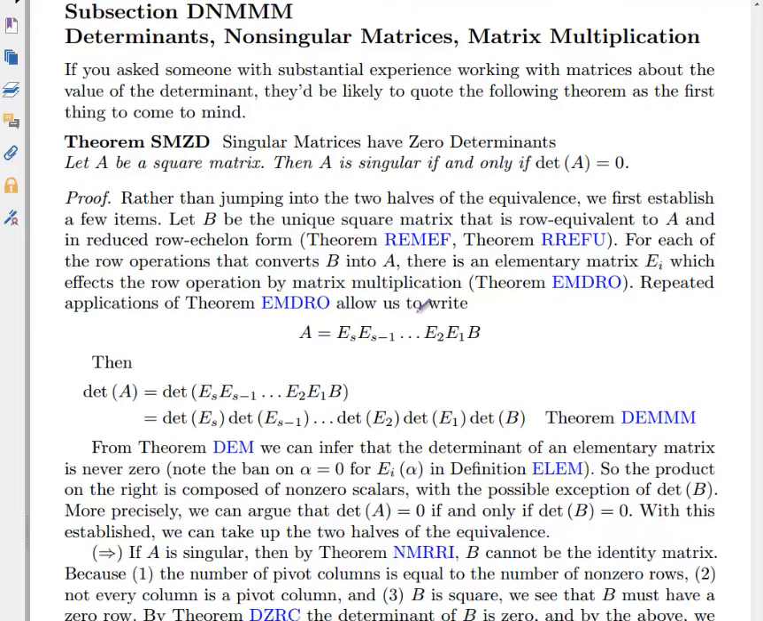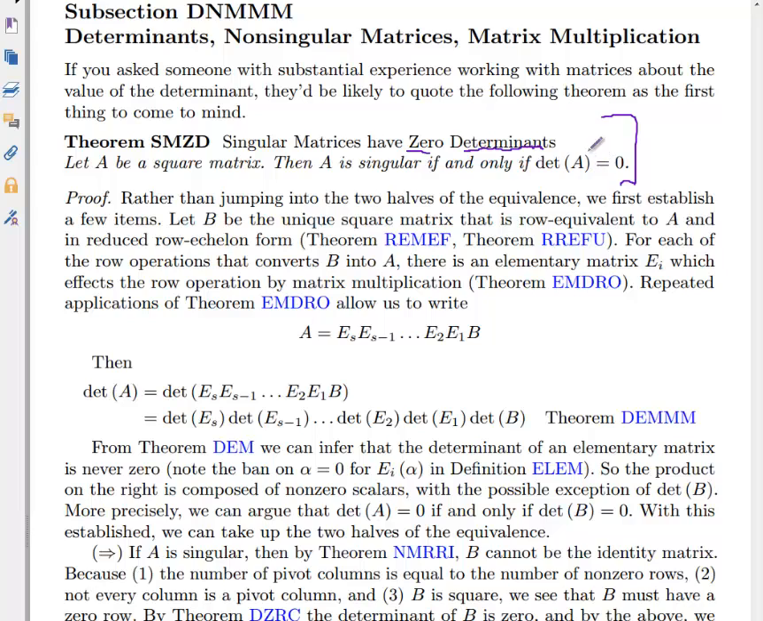In fact, we're going to use that right away. We can show these 2 properties, which are very interesting. Singular matrices have 0 determinants. So we have another description to add to our list of descriptions of singular matrices.